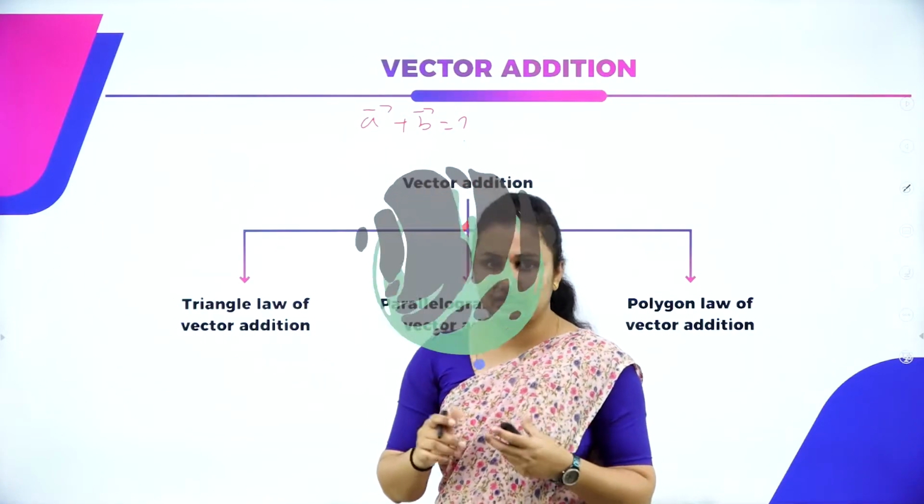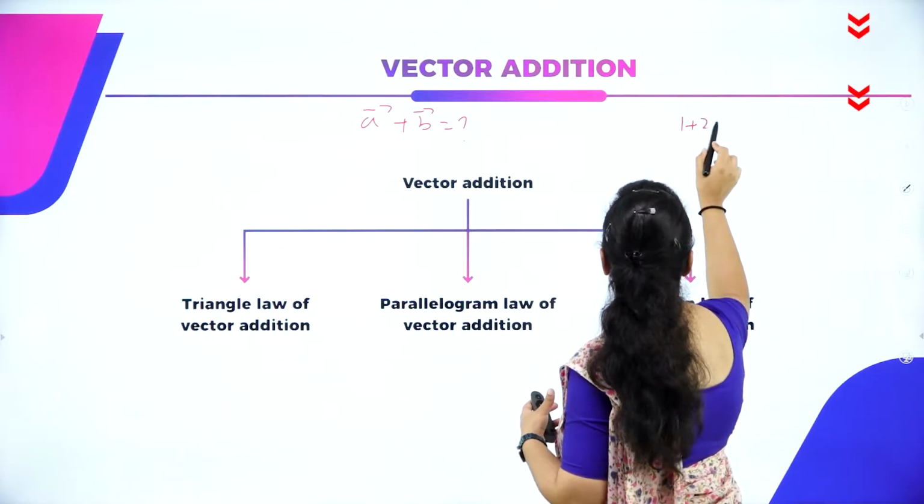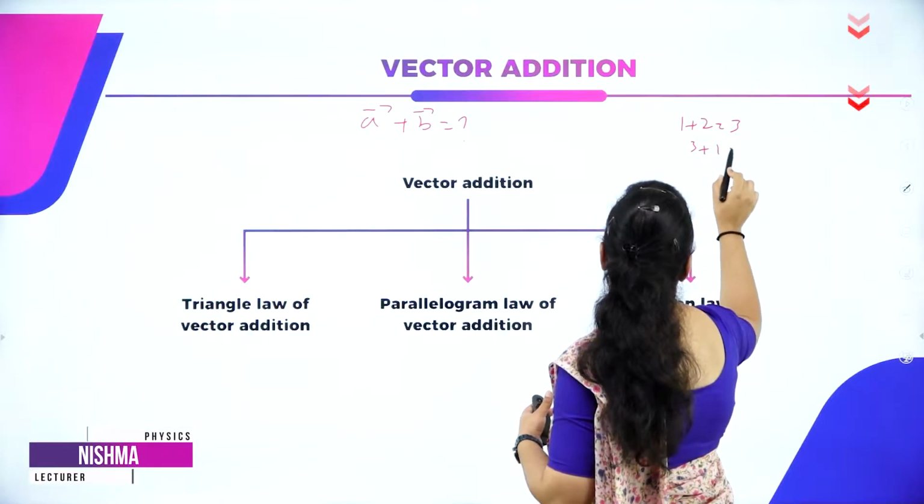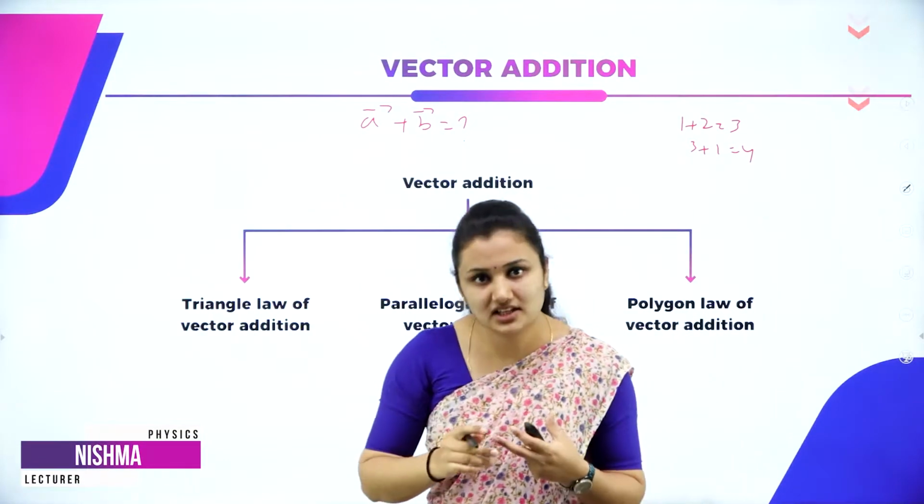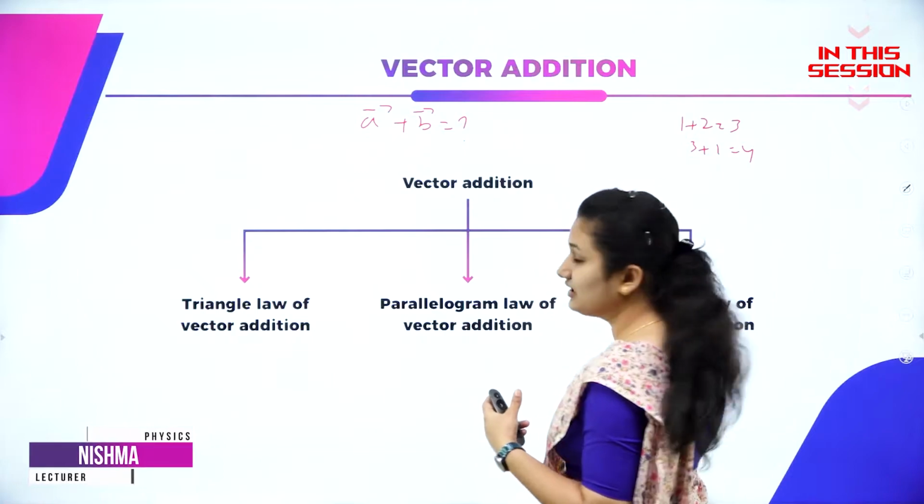Scalar is only magnitude. You can add 1 plus 2, it is 3. 3 plus 1, it is 4. You can add scalars easily. So you can add the magnitudes easily.